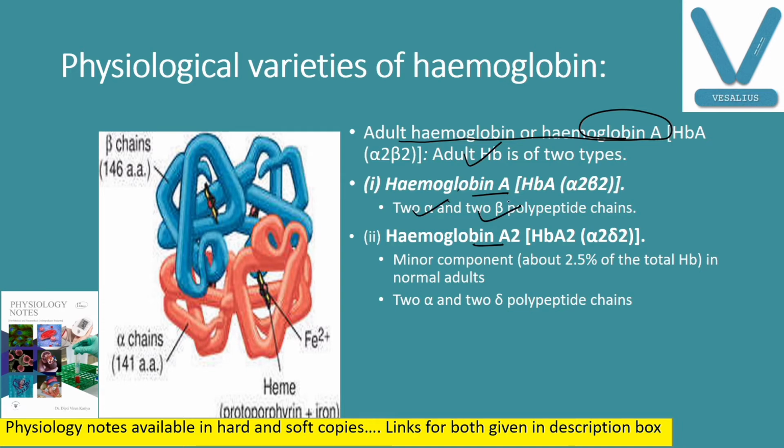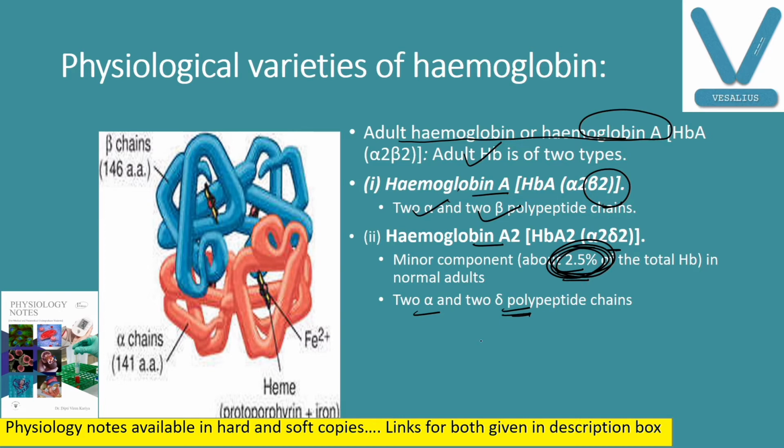We have already discussed that. And HbA2 contains alpha chains and delta chains. No beta chains are here. This is a minor component, only 2.5%. We also have HbA2 but only 2.5% in a normal adult. And these alpha and delta polypeptide chains are present. The delta polypeptide chain is slightly different in amino acid composition than the beta chain.